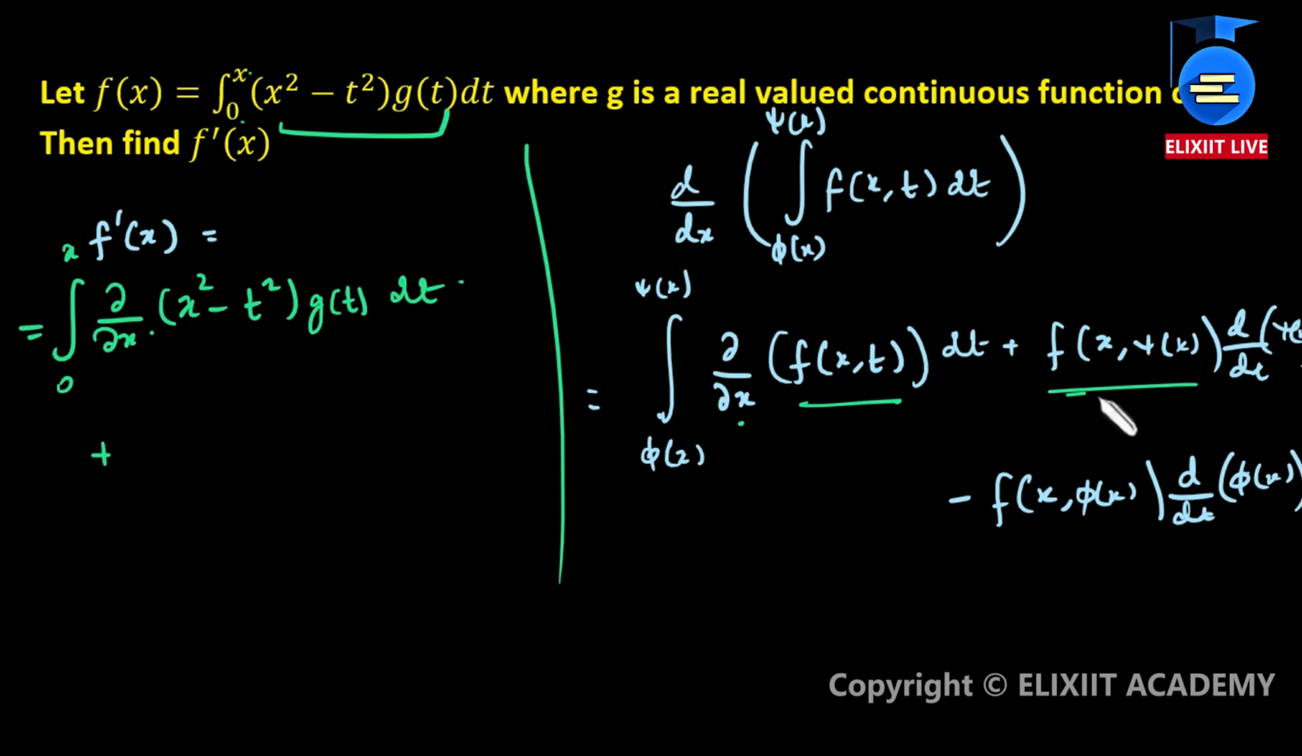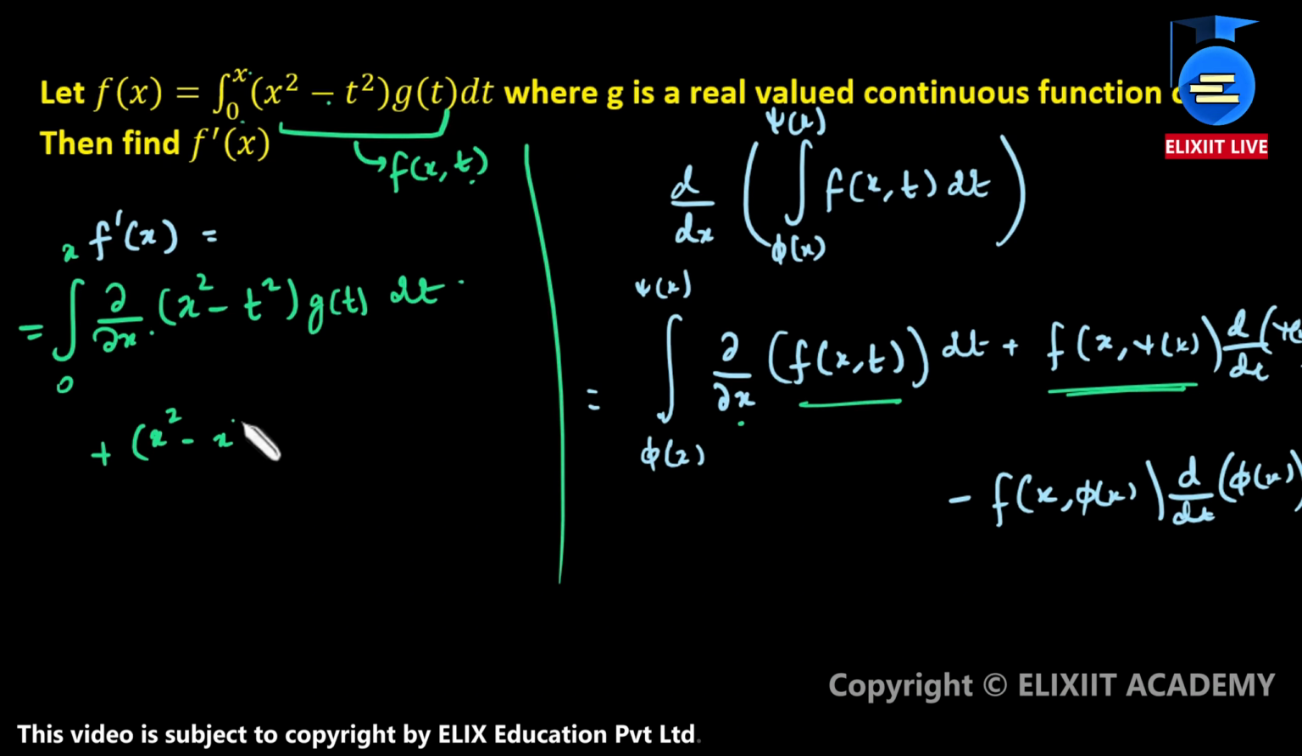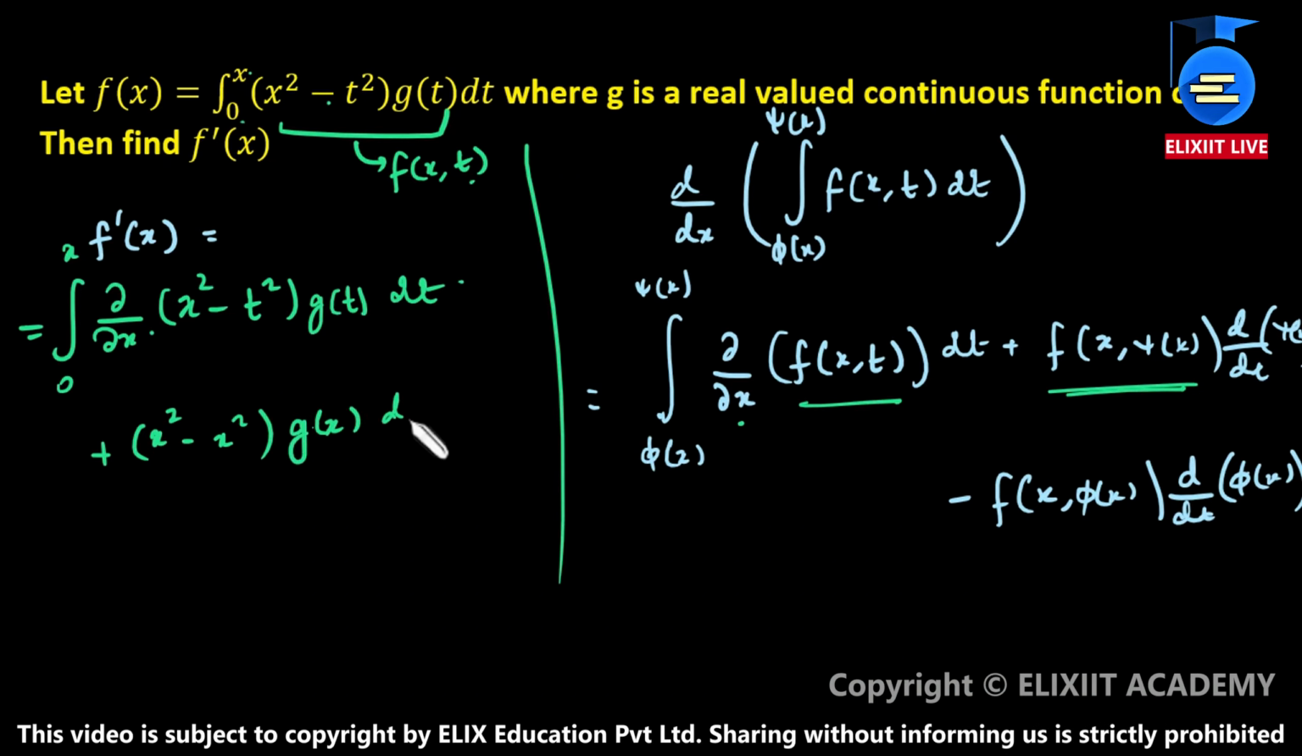Then plus what we have, f of x comma psi of x. So this is f of x t. So what we have, f of x comma psi of x, that is basically x comma x only in this case. So we have x square minus x square in this part, and in the place of t square we have x square because we are replacing t by x. So x square minus x square into g of x, this will be 0 only, but once you have the practice then you will be able to write this down as fast as possible. Then d by dx of psi of x, that is basically x. And minus the remaining part you don't need to write because it will be 0 only, because phi of x is 0, and the differentiation of 0 will make it 0.